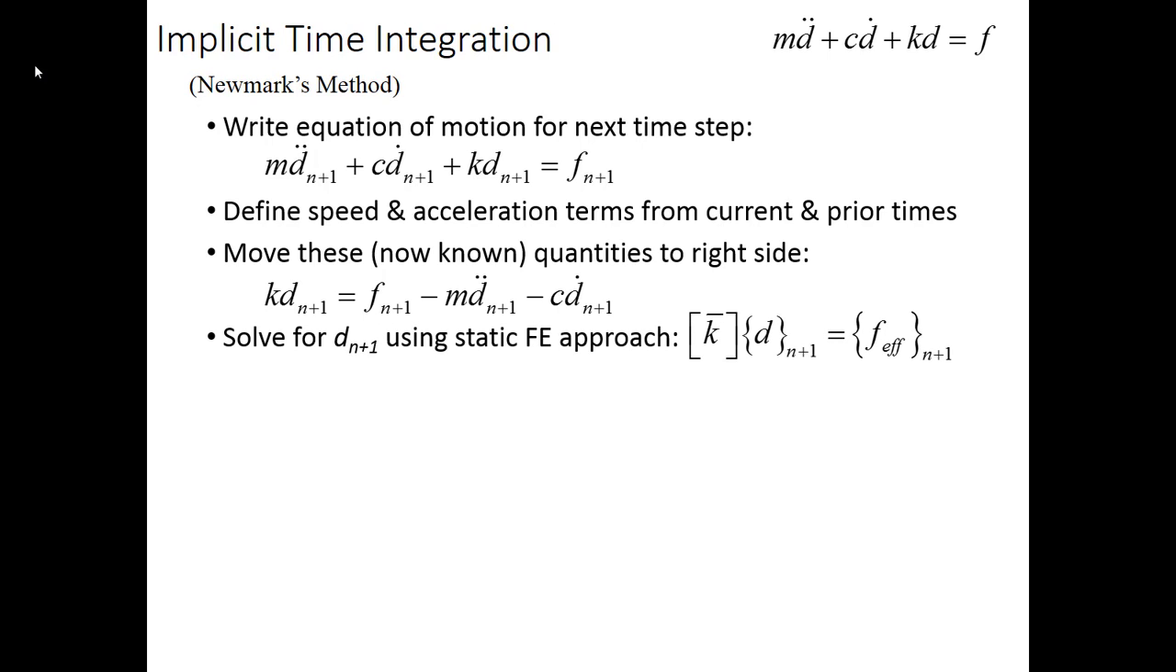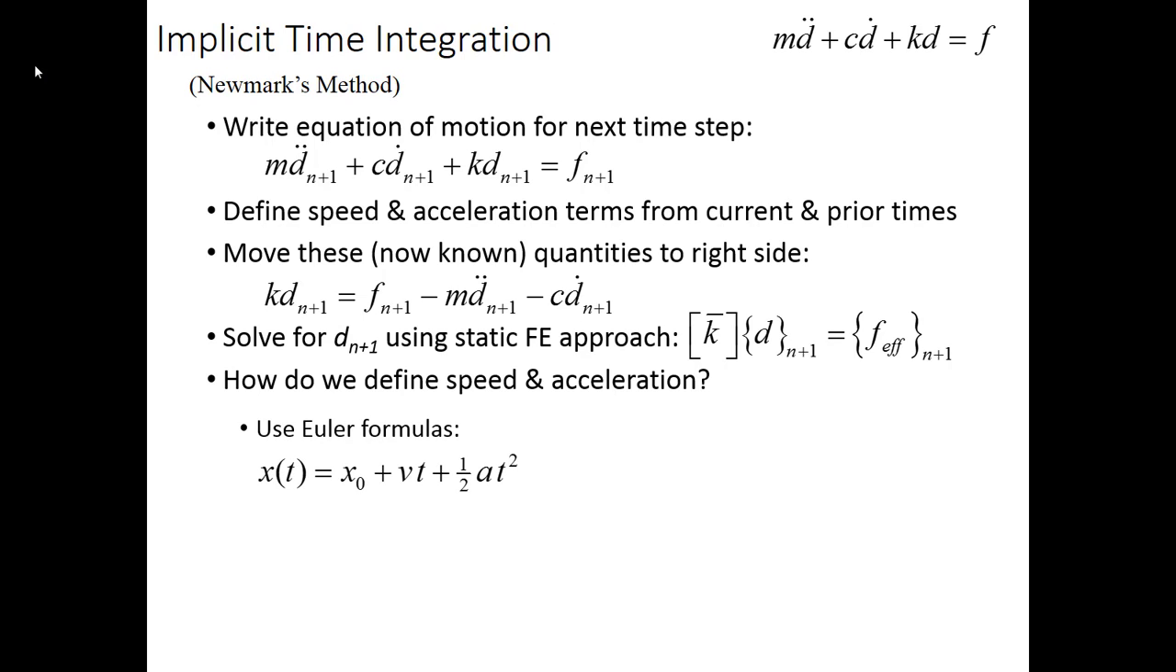Now once we do this, we can basically say we have a new system of equations. We've got a K bar, a new K stiffness matrix, times a degree of freedom vector for our next time step, and that's going to be equal to some effective forcing function in the n+1 time step. So in order to do this method, obviously we need to define speed and acceleration. The approach we use are the Euler formulas, which you're familiar with from high school physics.